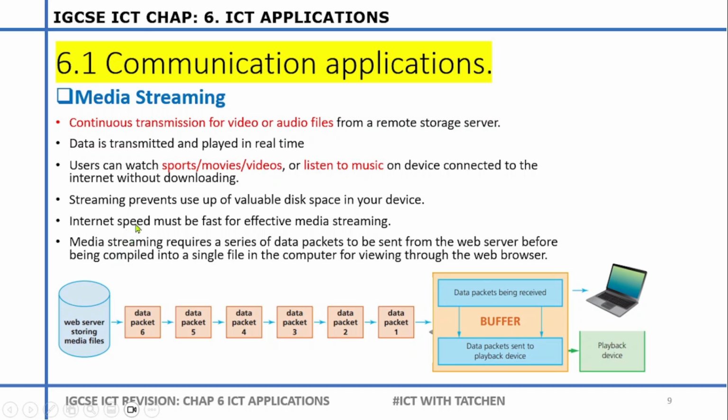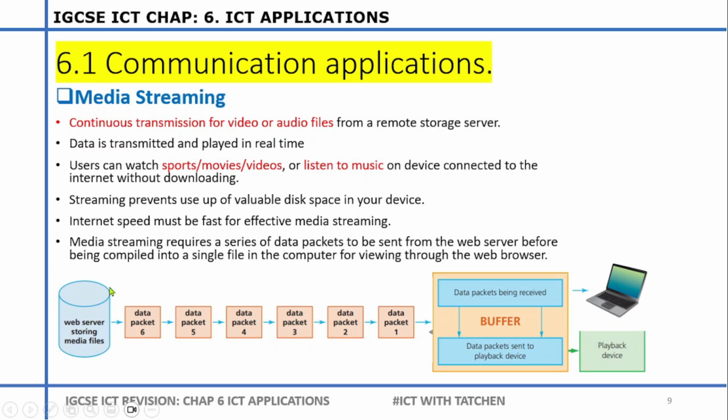And one thing you need to take note of: internet speed must be fast for effective media streaming. So that's something important. This is the general process. During media streaming, before you view something on your computer or phone, first of all, data packets are sent from the media server.